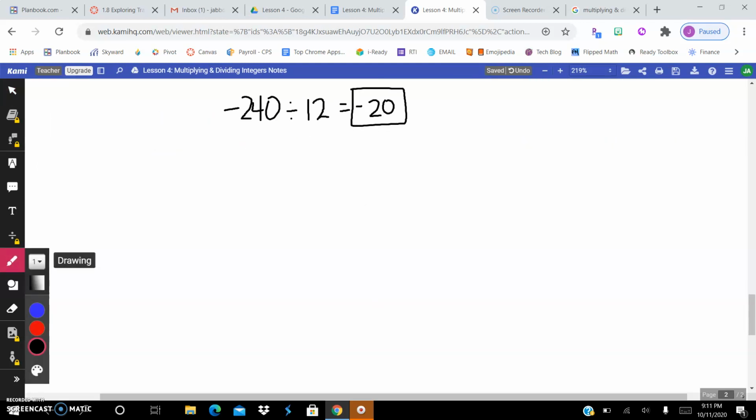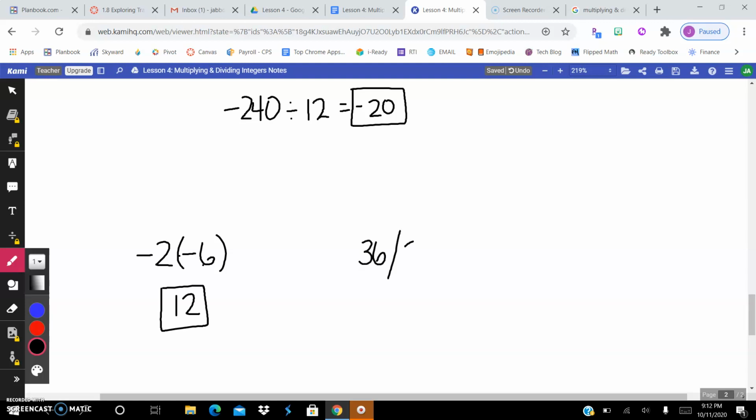One example I didn't put in here would be, let's say, negative 2 times negative 6. 2 times 6 would be 12. And a negative times a negative is a positive, so that answer would be positive 12. The same thing works out for division. If I did 36 and I wanted to divide that by negative 3, both negatives, 36 divided by 3 would be 12, and 2 negatives make a positive answer when I divide.